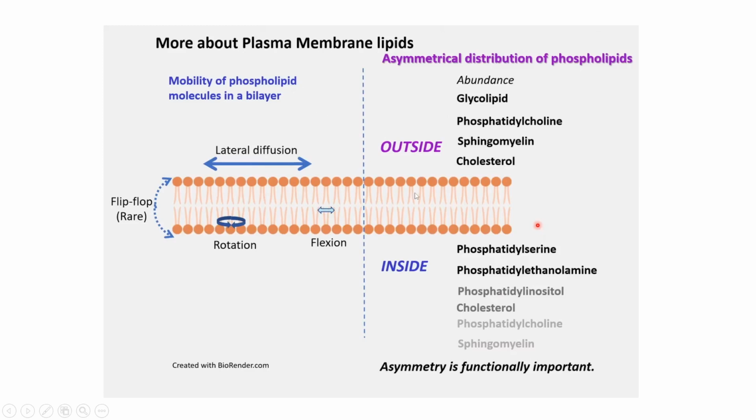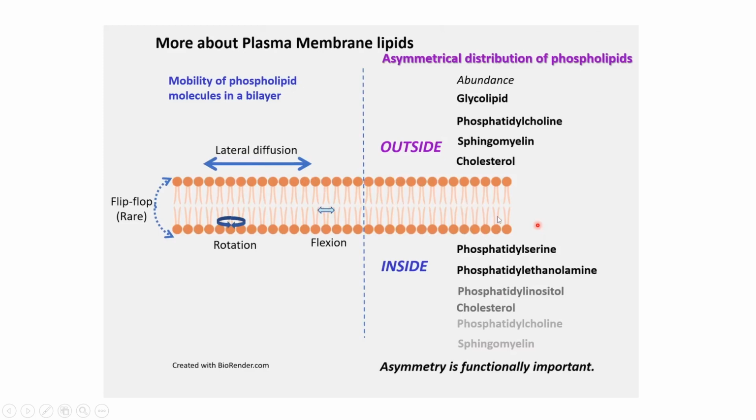Yeah. So now the distribution. This is very important: plasma membrane distribution. The plasma membrane is arranged such that certain lipids are present on the outside as well as the inner side. On the outside of the plasma membrane, there are glycolipids, phosphatidylcholine, sphingomyelin, and cholesterol. And on the inside, there are phosphatidylserine and phosphatidylethanolamine. This distribution of these groups is essential to maintain the functioning of the plasma membrane.